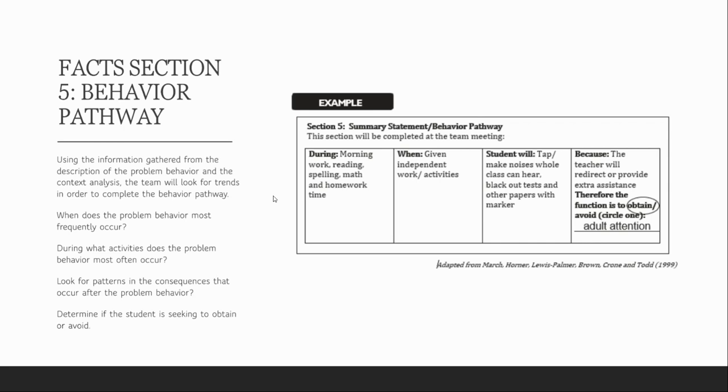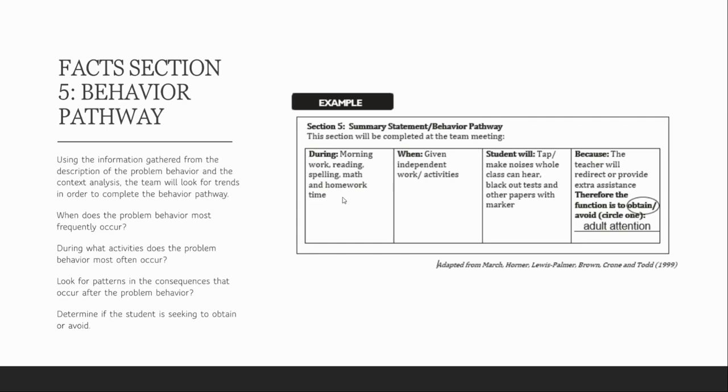So section 5 is going to be the behavior pathway. Using the information gathered from the description of the problem behavior and the context analysis, the PBIS Tier 2 team will then look for trends in order to complete this section. They're going to look: when does the problem behavior most frequently occur? During what activity does the problem behavior most often occur? They're going to be looking for patterns in the consequences that occur after the problem behavior. And then they're going to determine if the student is seeking to obtain or avoid something. Then they're going to identify the function of that behavior.